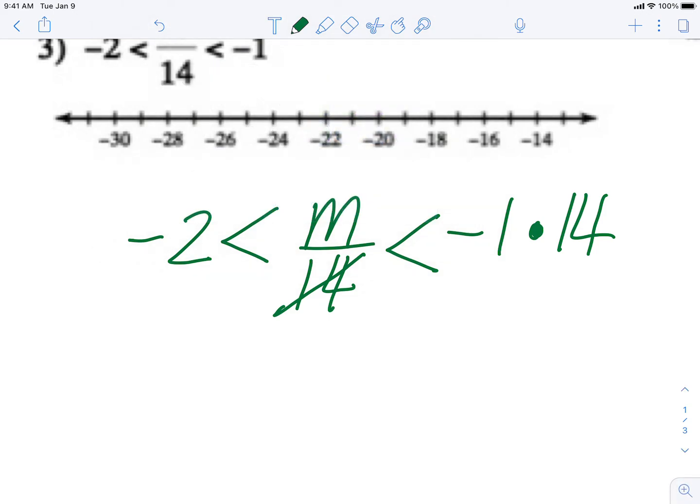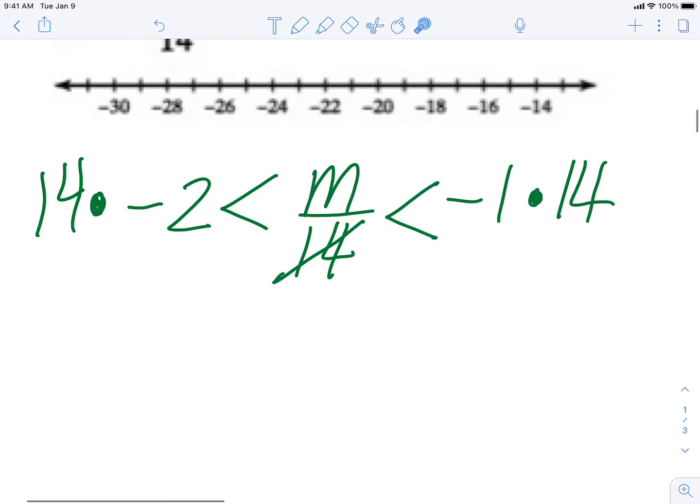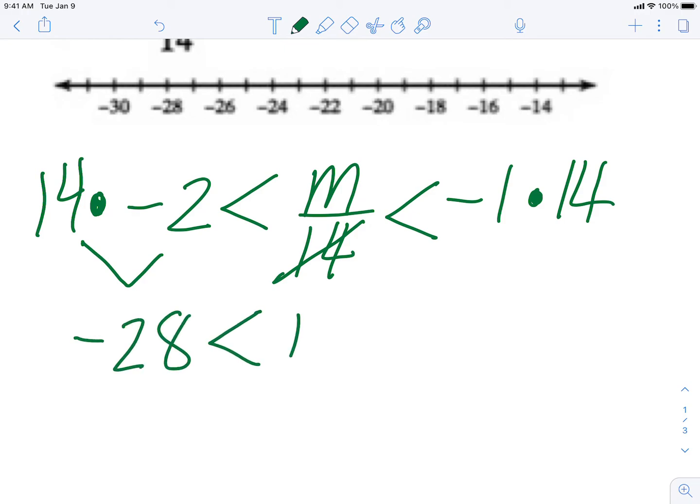Times 14 on this side as well. Well, I don't have to flip the arrows because this is a positive 14 and this is a positive 14. So let's start multiplying. 14 times -2 is -28. Is less than m is less than -1 times 14 is -14.